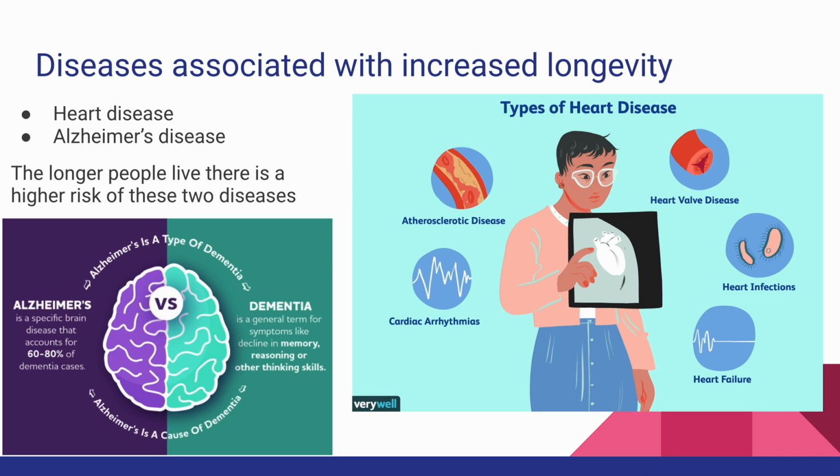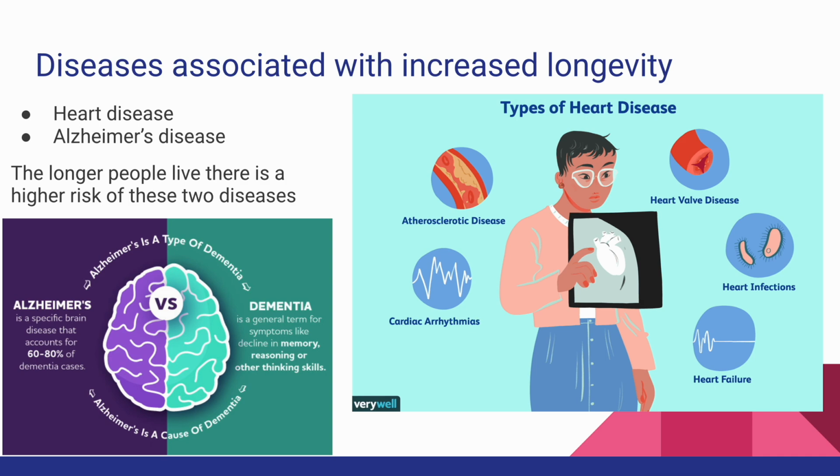So let's start with what is dementia. Dementia is a general term for symptoms like decline in memory, decline in reasoning, or other thinking skills. So dementia is more the general. Alzheimer's is a specific brain disease that accounts for 60 to 80% of dementia cases. And so Alzheimer's is a type of dementia. Alzheimer's is a cause of dementia.